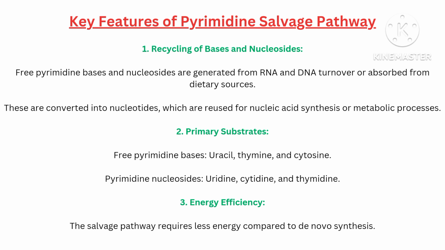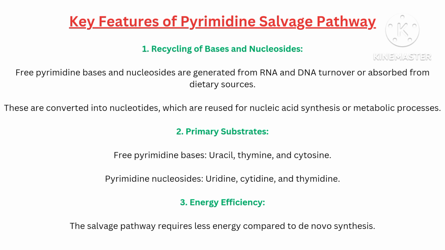Salvage pathway of pyrimidines. The salvage pathway of pyrimidines is an energy-efficient process by which free pyrimidine bases, uracil, cytosine, and thymine, and nucleosides, uridine, cytidine, and thymidine, are recycled into their respective nucleotides. This pathway reduces the need for de novo synthesis, conserving cellular resources.